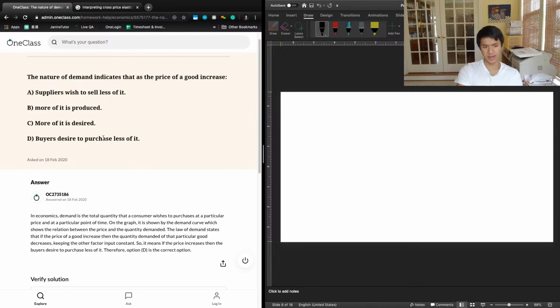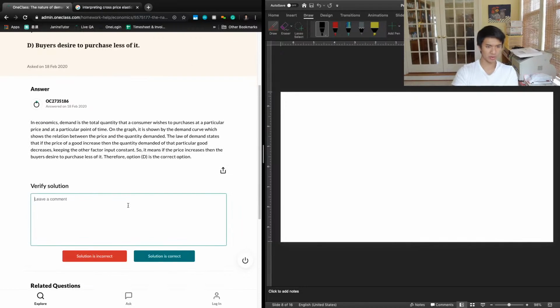So the previous tutor said that in economics, demand is the total quantity that a consumer wishes to purchase at a particular price and at a particular point of time. On the graph, it is shown by the demand curve, which shows the relationship between the price and the quantity demanded. The law of demand states that if the price of a good increases, then the quantity demanded of that particular good decreases, keeping the other factors constant. So it means that if the price increases, then the buyers desire to purchase less of it. Therefore, option D is the correct answer. So yeah, good answer, nothing wrong with that.